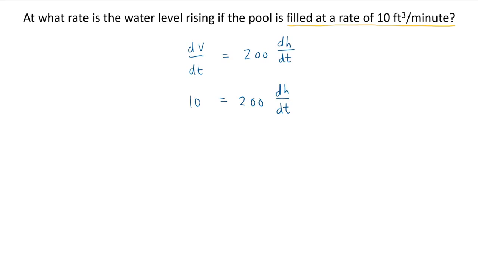And we want to know at what rate is the water level rising. Well, that would be the change in the height of the water, or the change in the depth of the water. So we want to solve this equation for dH over dt, because that is the rate at which the water level is rising. So divide both sides by 200. That gives us 1/20th. And again, because our units are in feet and minutes, that is 1/20th of a foot per minute. And that is the rate at which the water level is rising, or dH over dt.